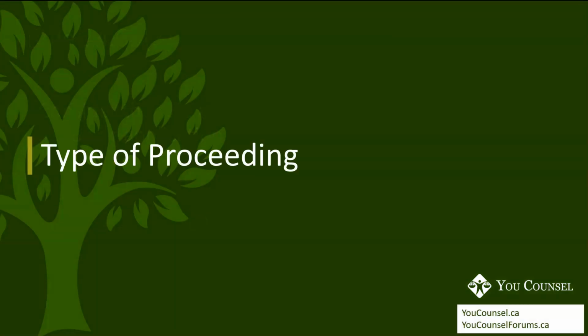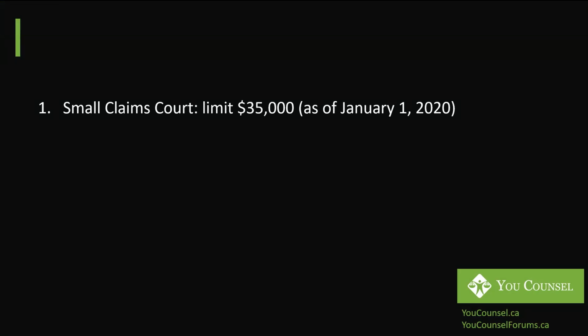And we'll go to the next consideration, which is what type of proceeding you should commence. You are still in court, you still want to go to court, you have made all those considerations. So then you decide whether your matter is for $35,000 or less. If that's the case, then you go to small claims court. Just so you know, small claims court had a jurisdiction of $25,000, which is now increased to $35,000 as of January 1st, 2020. So if your matter is for $35,000 or less, you cannot go to Superior Court. Your only choice is to go to small claims court and commence a court action.